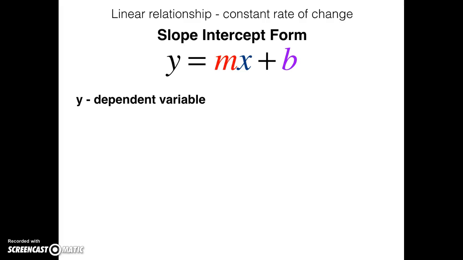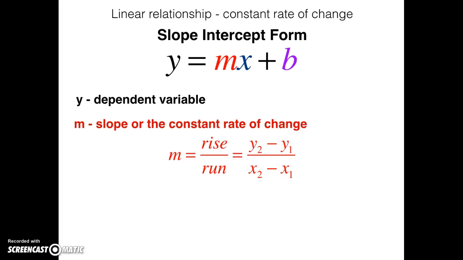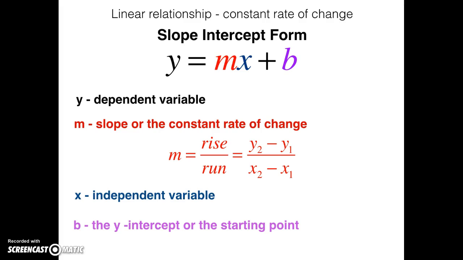Y represents the dependent variable, m represents the slope or the constant rate of change. m equals the rise over run on a graph, or you can calculate the slope given 2 points if you have y2 minus y1 over x2 minus x1. X represents the independent variable, and b is the y-intercept on the graph, or the starting point for the relationship.